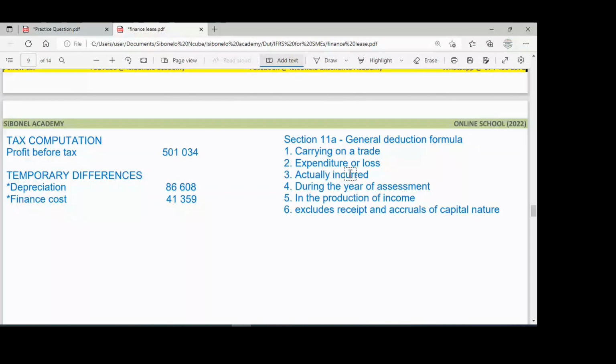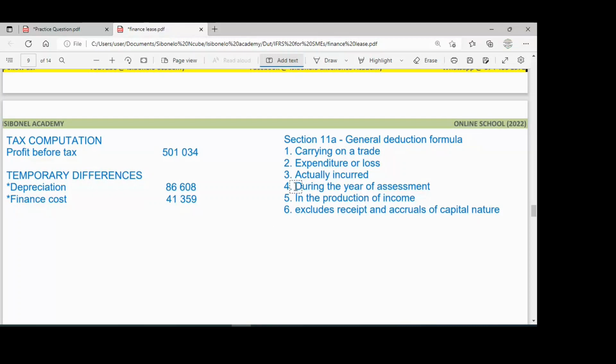So for an example, if you're taking inventory for 10,000, if we take inventory because you are running a business, you're going to sell inventory. So you are carrying on a trade and you spend inventory 10,000. So it's an expenditure and you have incurred that expenditure during the assessment. So now inventory will produce an income. You're going to sell inventory and then generate income. So the expenditure on your inventory, it is in the production of income. So you have met the requirements of section 11A. So whatever amount we spend on inventory, deduct.